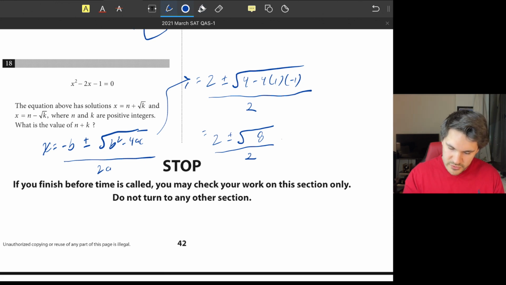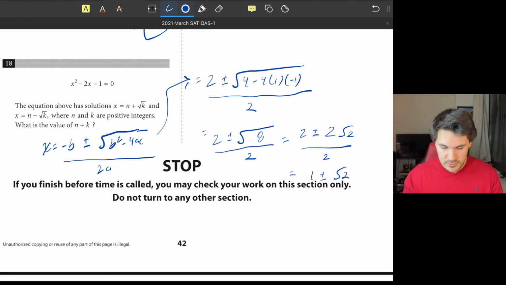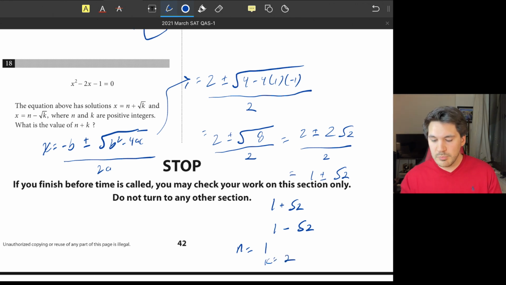So this is equivalent to 2 plus or minus the square root of 8, which is 2 root 2, all over 2, which is equivalent to 1 plus or minus root 2. So one solution is 1 plus root 2. The other solution is 1 minus root 2. So n is equal to 1 and k is equal to 2. So our answer is 1 plus 2, which is 3.